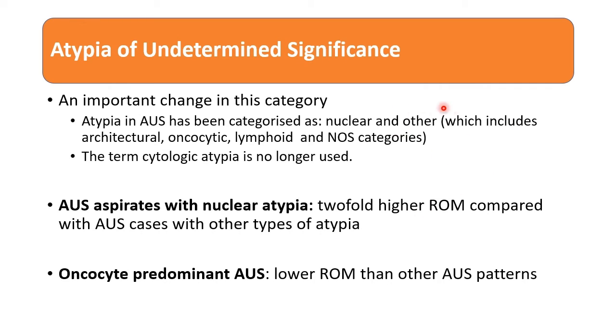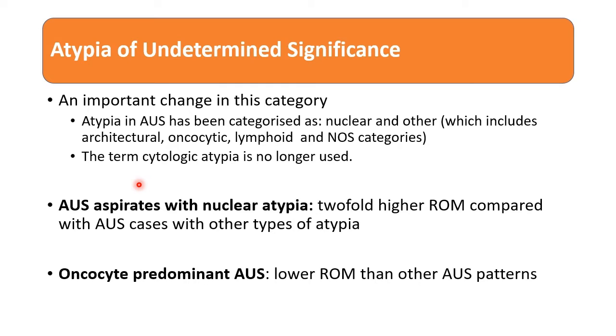This others category further includes architectural atypia, oncocytic atypia, lymphoid atypia and NOS categories. So we basically have two categories in the AUS diagnostic category: AUS related to nuclear atypia and AUS related to other categories, which include 4 subcategories. The term cytologic atypia, which we used earlier, is no longer used. Now the term nuclear atypia is used.